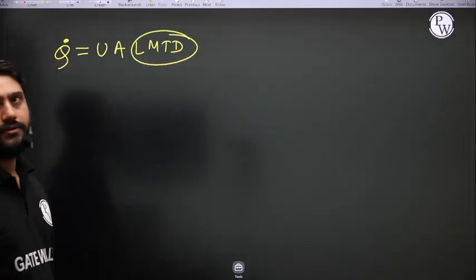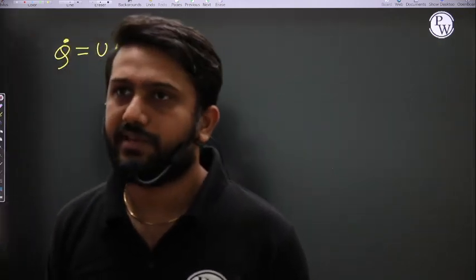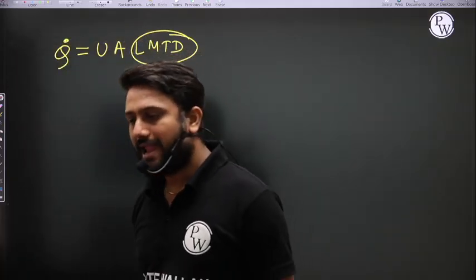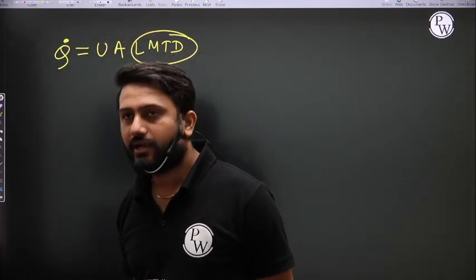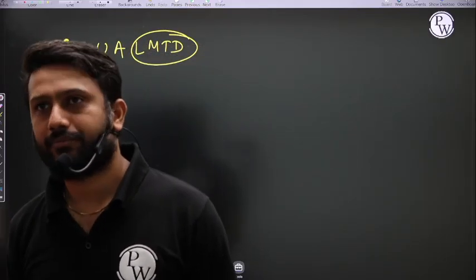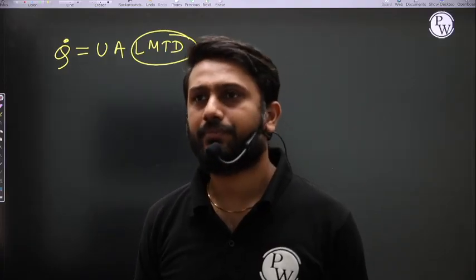Q dot is equal to U into A into LMTD. Generally in a problem, U is given and you are calculating the LMTD. To calculate the LMTD, at least one fluid exit temperature should be known, right?